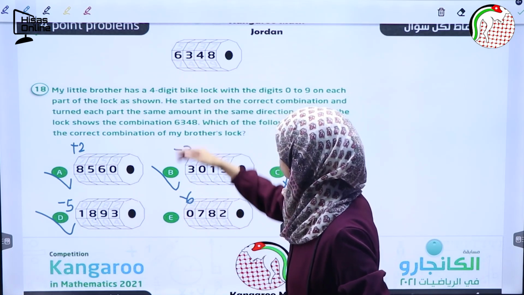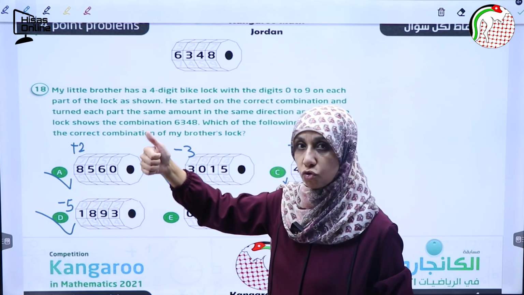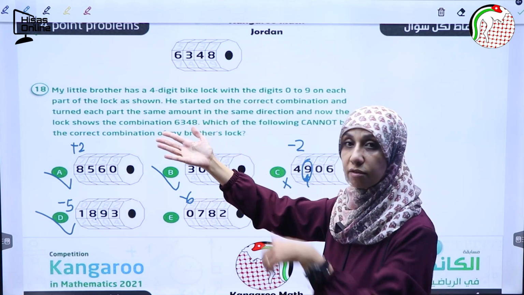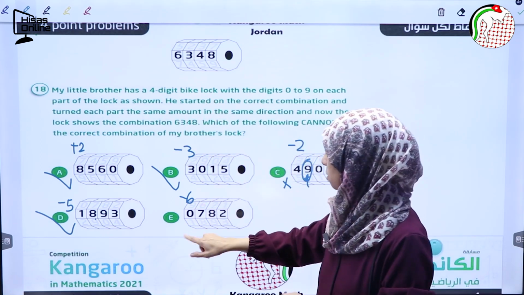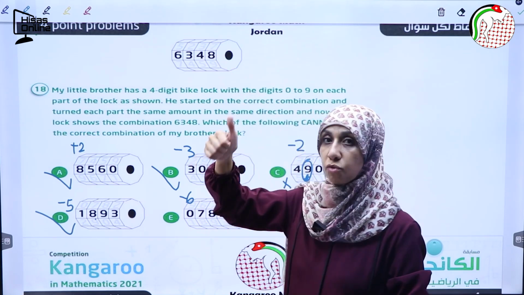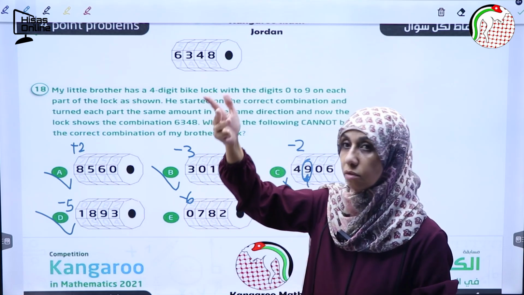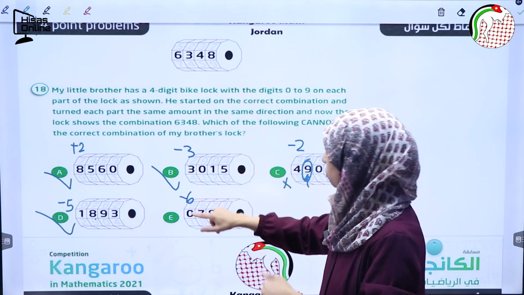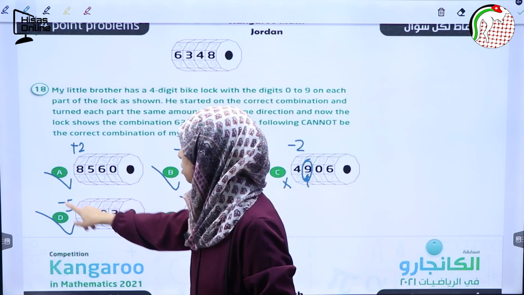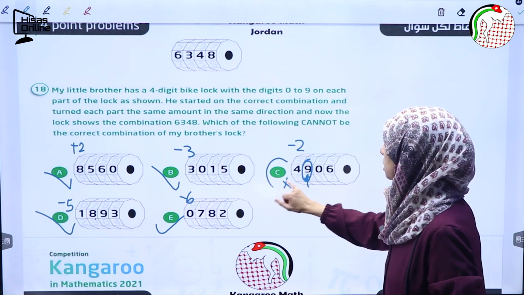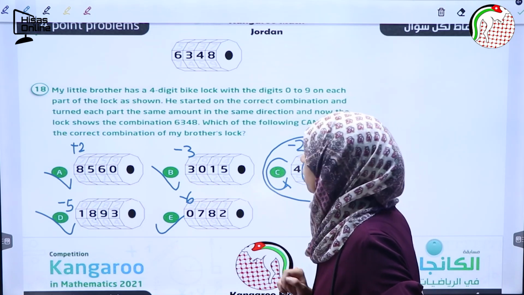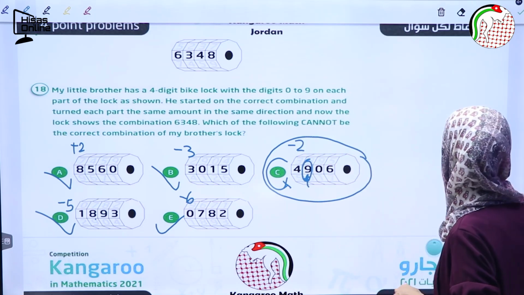6 minus 6, 0. 3 minus 6, 2, 1, 0. Then 9, 8, 7. I moved 6 movements. Now 4 minus 6, 3, 2, 1, 0. Then 9 and 8, which is correct. And the last one, 8 minus 6, 2. So all of those are correct except C. So C is the right answer. This one cannot be the correct combination of the lock.